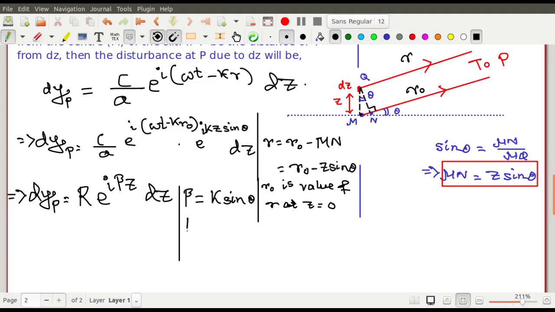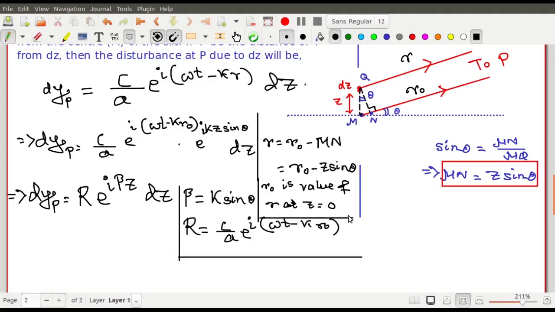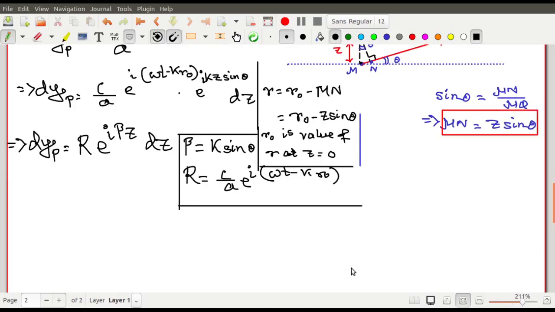And what is capital R? Capital R is c by a e to the power i omega t minus k r3. Okay, so everything is well settled now. সবকিছু প্রপার ওয়েতে আমরা সেটেল করে দিয়েছি, everything is well settled now. So we just need to proceed with the calculation. So ক্যালকুলেশনটাকে প্রসিড করে নিয়ে যেতে হবে। Fine.